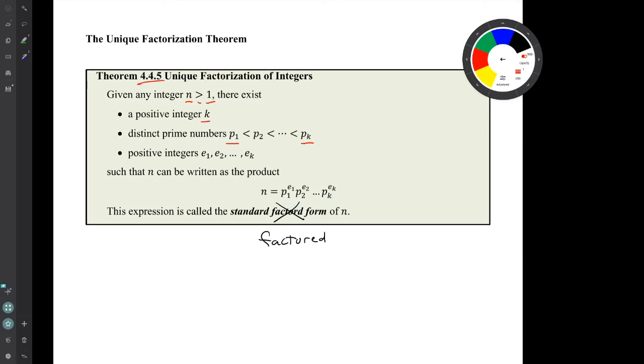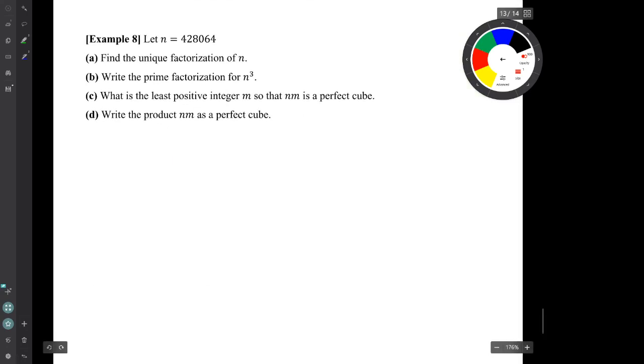We're just going to do some examples. So for example 8, n is this number, 428,064. Find the unique factorization of n. Well, I'm just going to skip to the results here. You all have, at some point in your pasts, learned about how to find factorizations. The book describes this some, but it's prerequisite for this course.